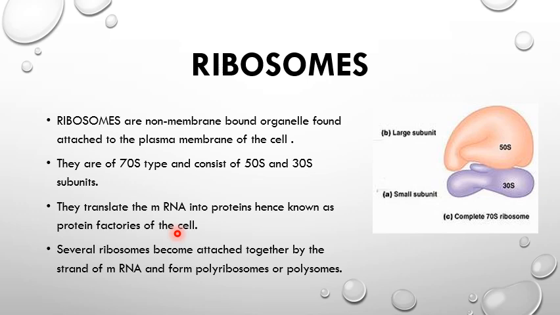What is the function of ribosomes? They are the site of protein synthesis. They are known as the protein factories, and several ribosomes become attached together by a strand of mRNA and form the polyribosomes. Polysomes means a group of ribosomes, all attached to the mRNA, and that group of ribosomes is known as the polysomes or the polyribosomes.